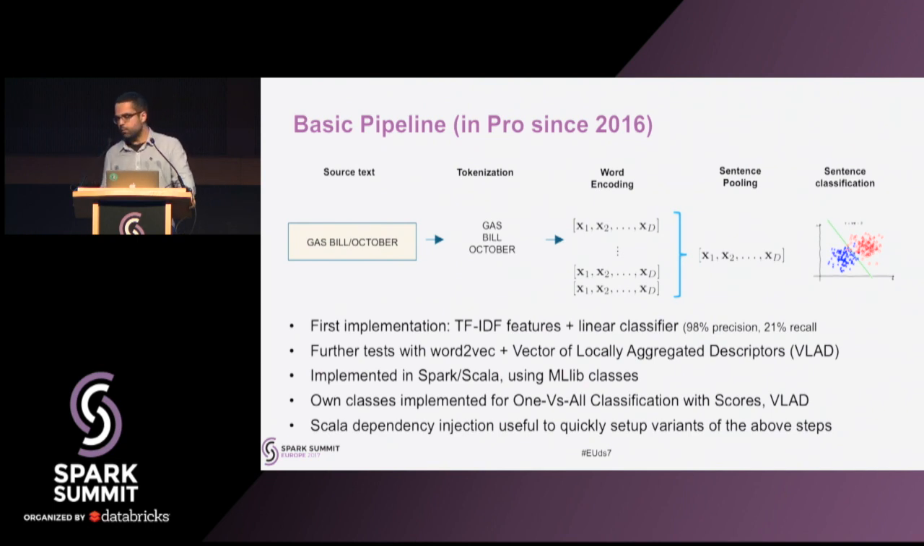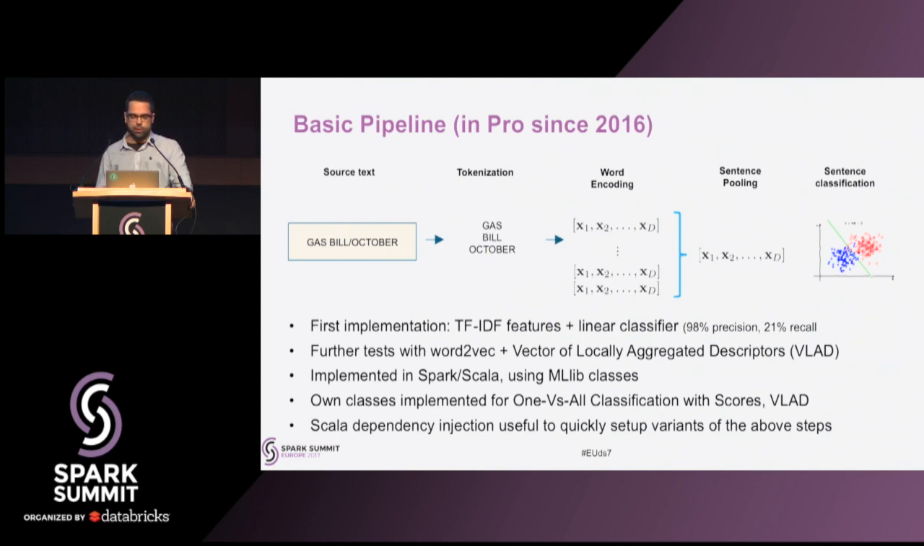For example, we did a second version that has word2vec as the word embedding step, here in the middle of the slide, and then a pooling method called vector of locally aggregated descriptors, which I will show later, and which brought significant improvement.